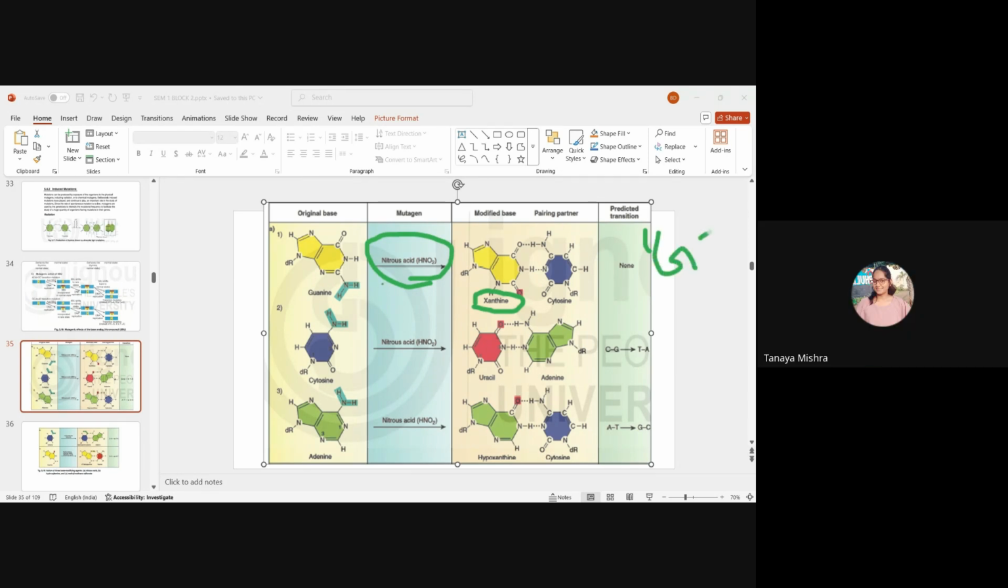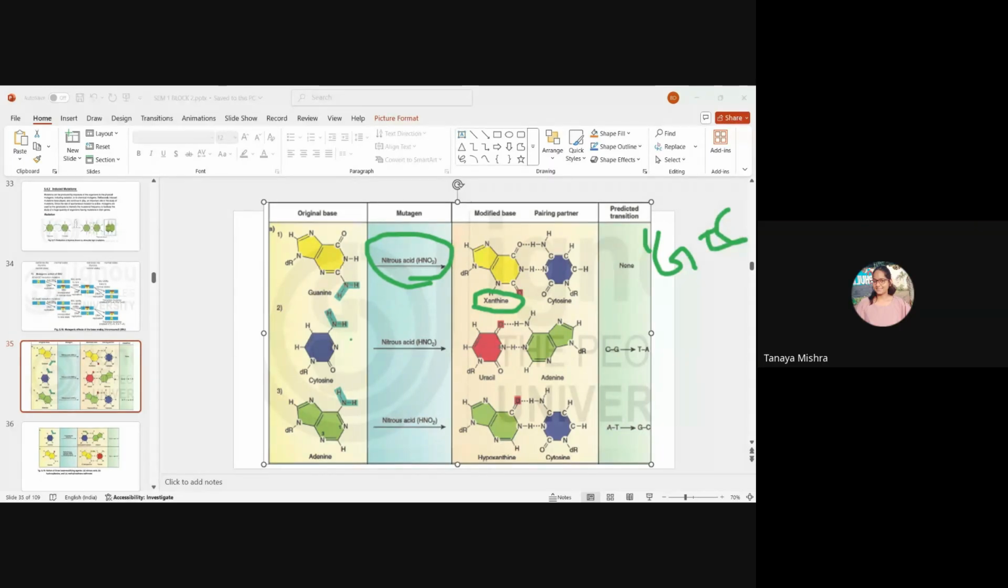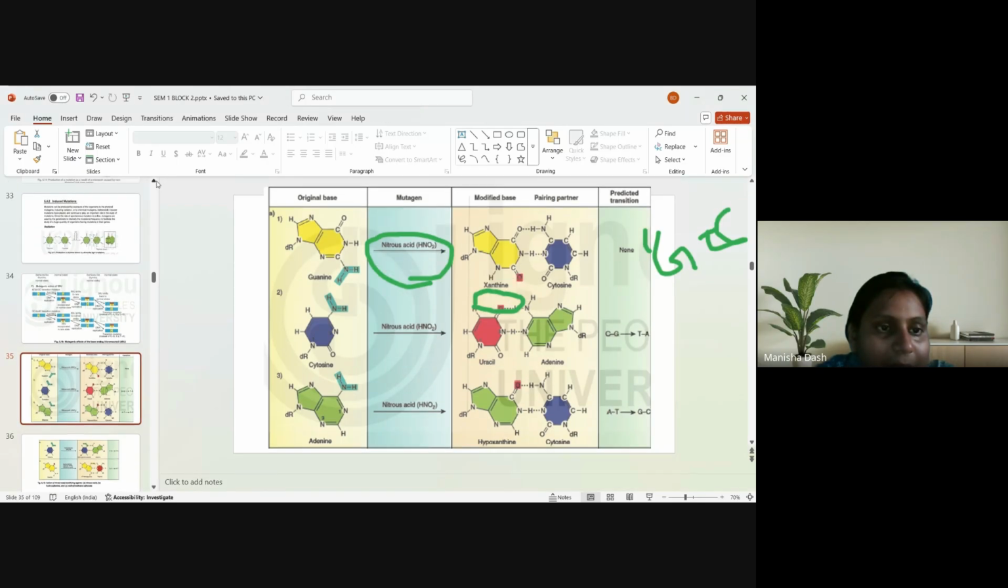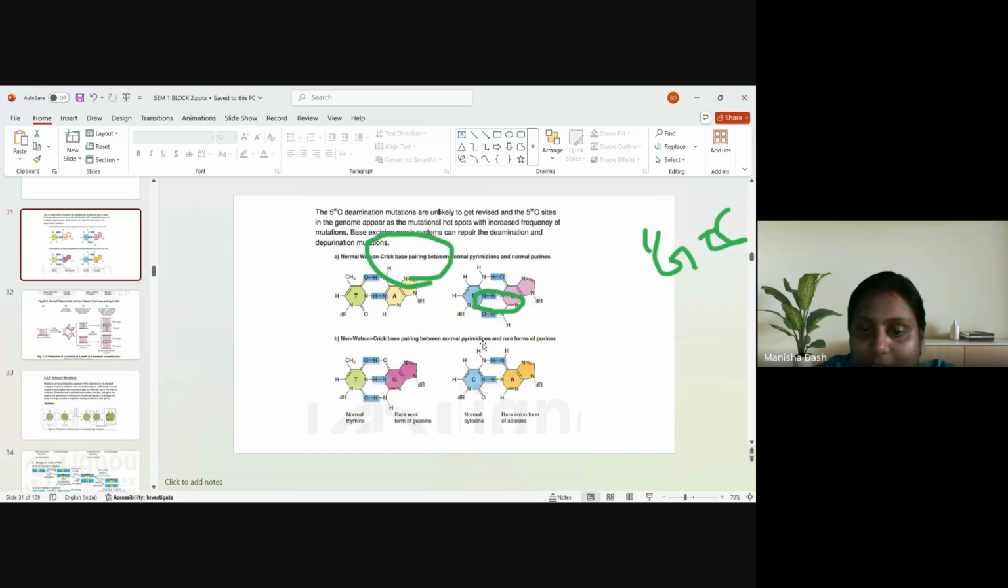Ma'am, may I ask a question? Yes. Ma'am, 5-bromouracil can bind both guanine and adenine. Yes, but in two different forms. Okay. 5-bromouracil is actually a structural analog of thiamine. That is what I told you. You just keep this one in mind. This slide, if you keep it in mind, it will be easier for you to understand that part.